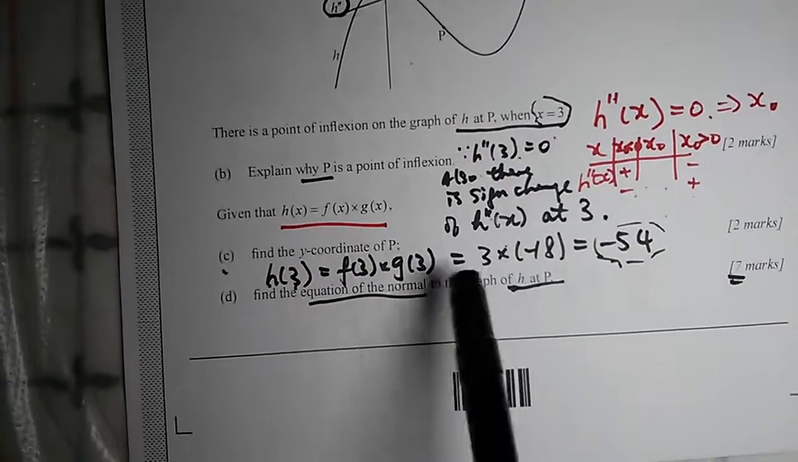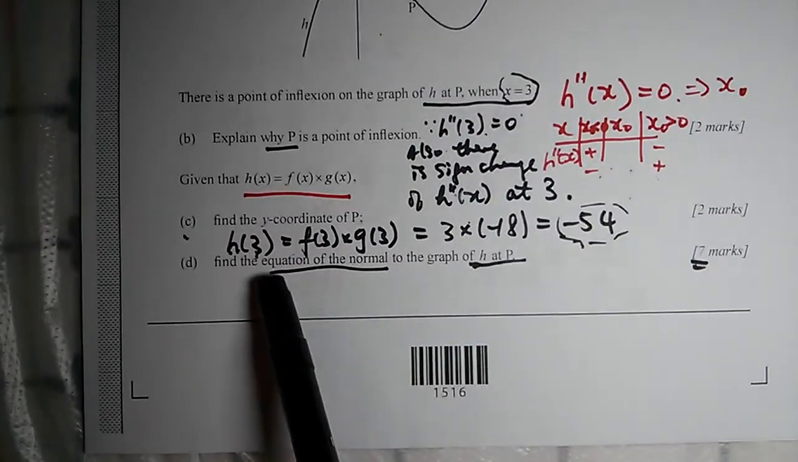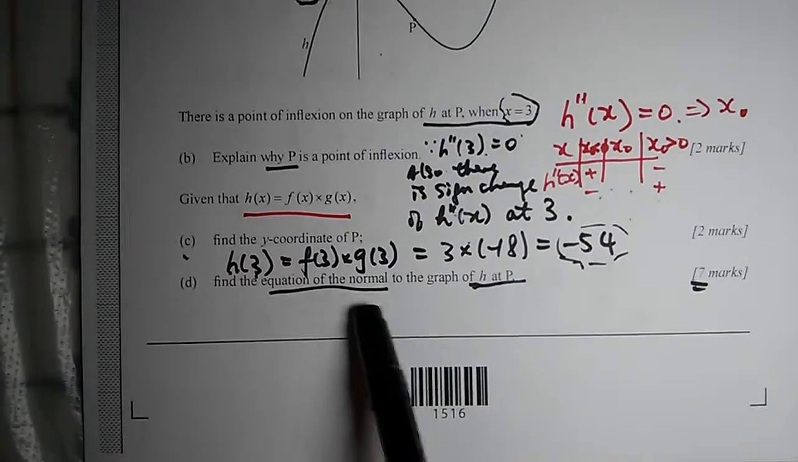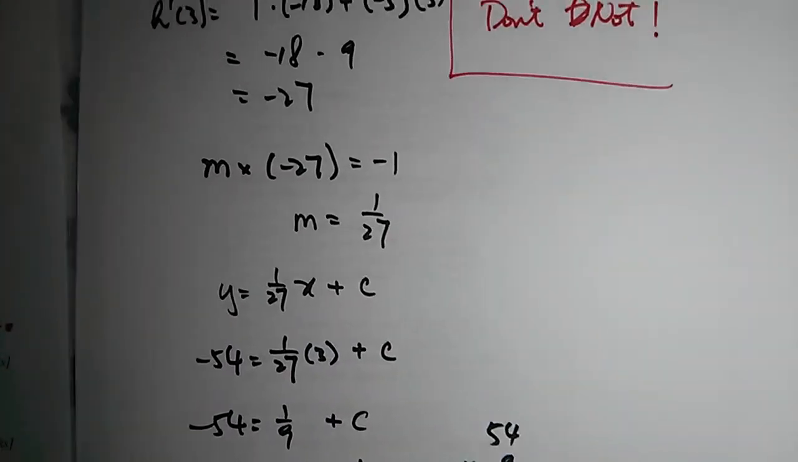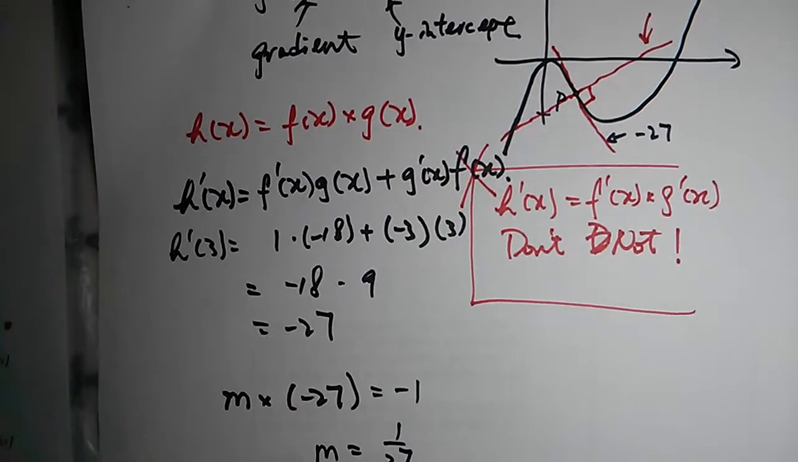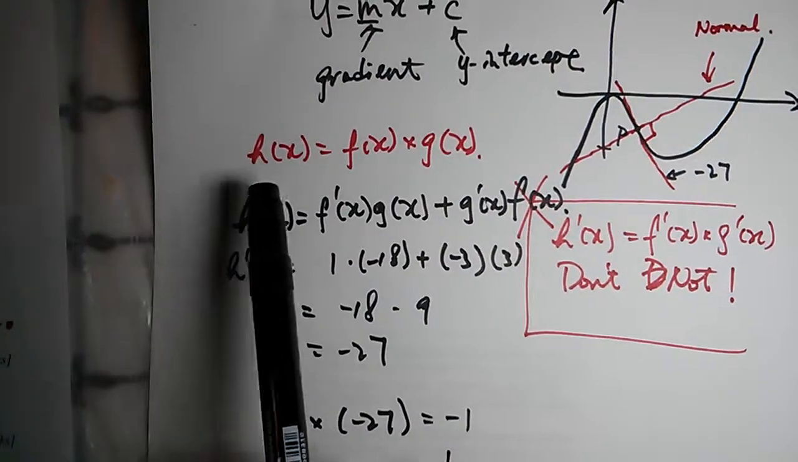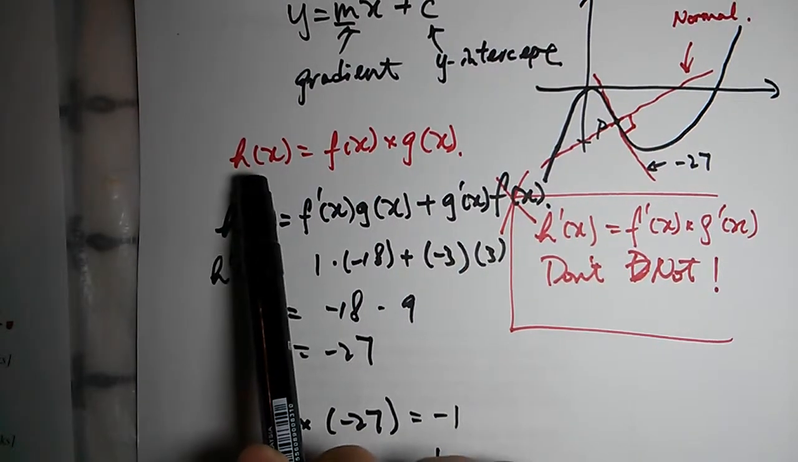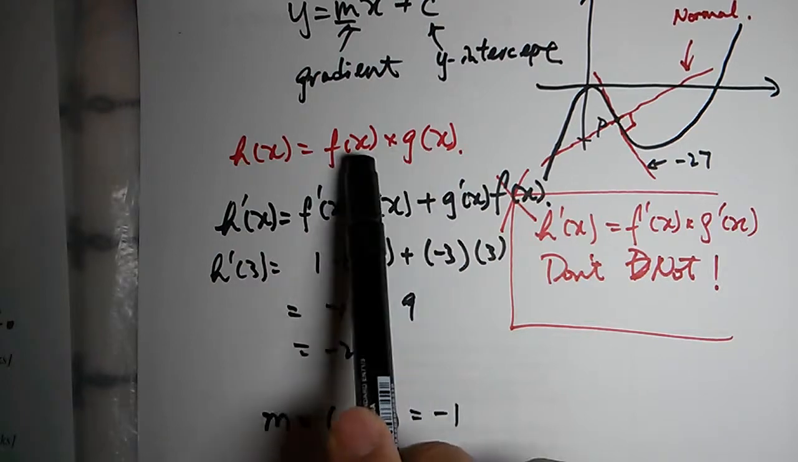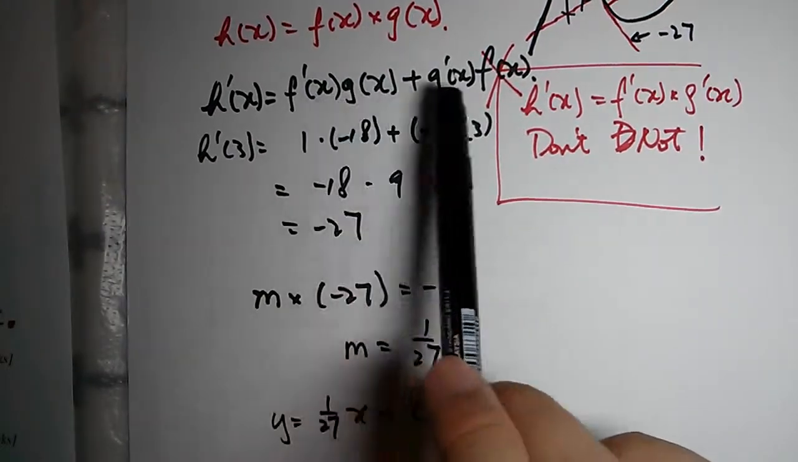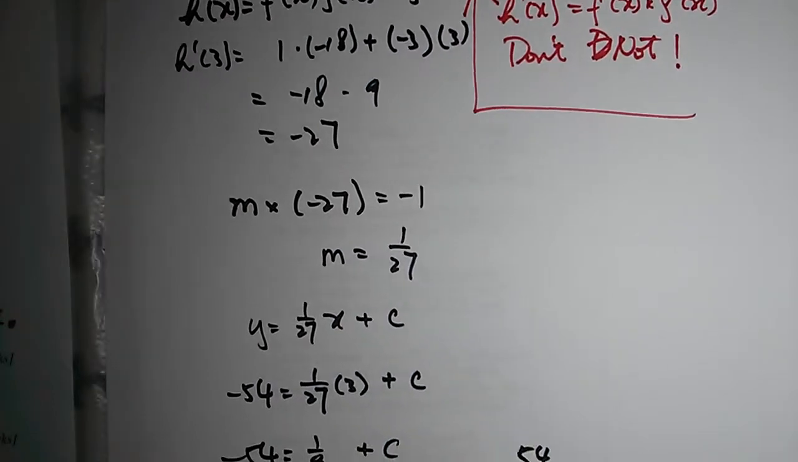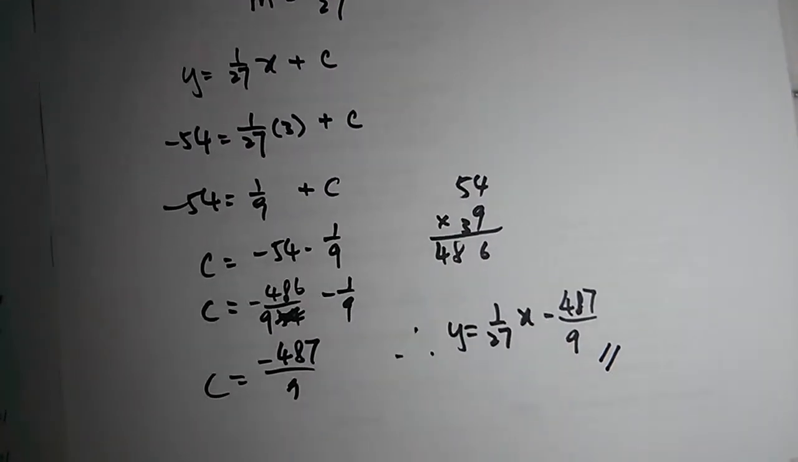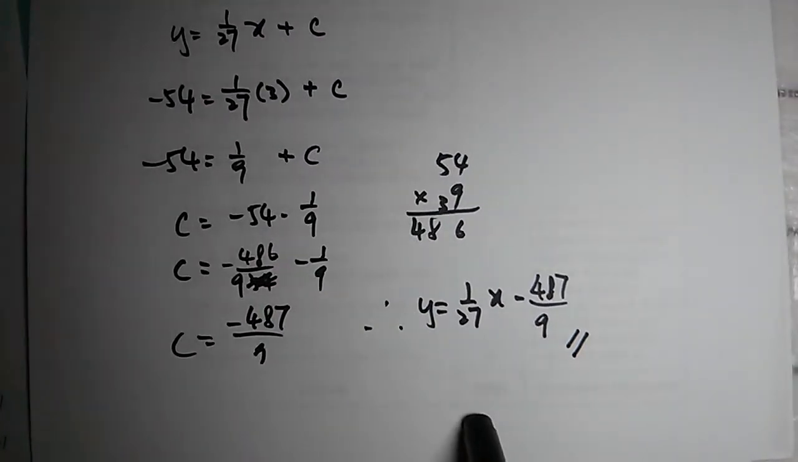Lastly, the big boss, the equation of the normal. The equation of the normal means you have to find the gradient of the tangent. To find that means you need to do differentiation. That is, you want to differentiate h of x. While to differentiate something multiplied together, you will need the product rule. After this, it is just the completely normal, standard way of finding the equation of a straight line.